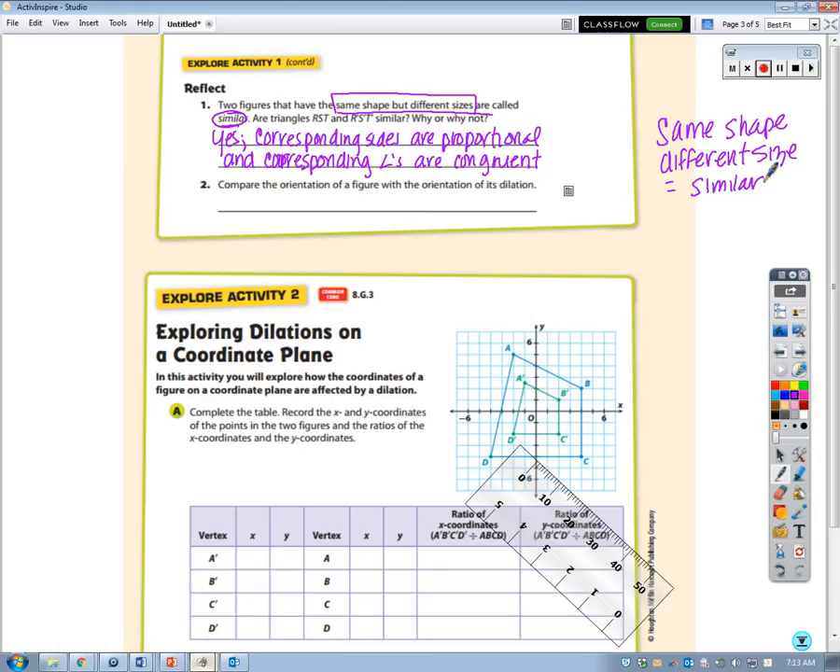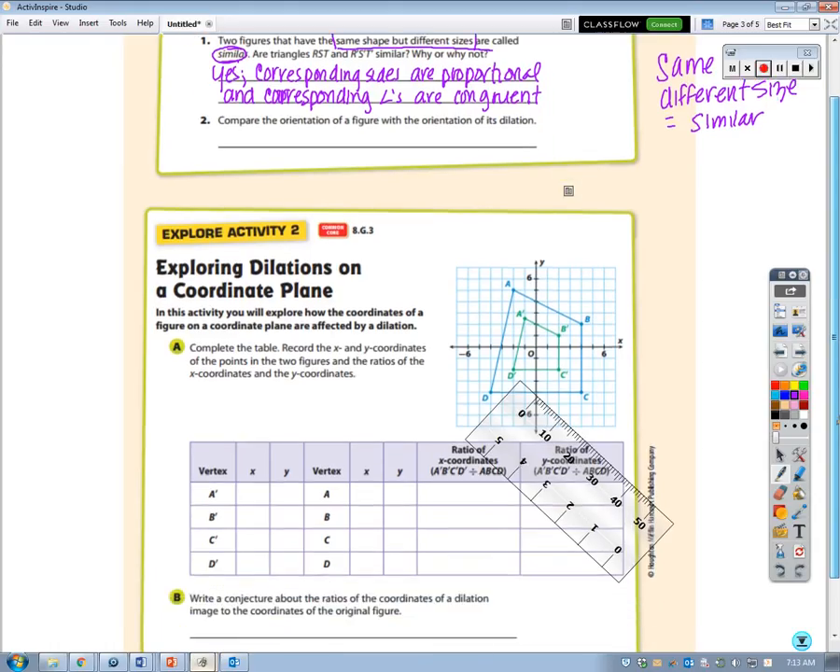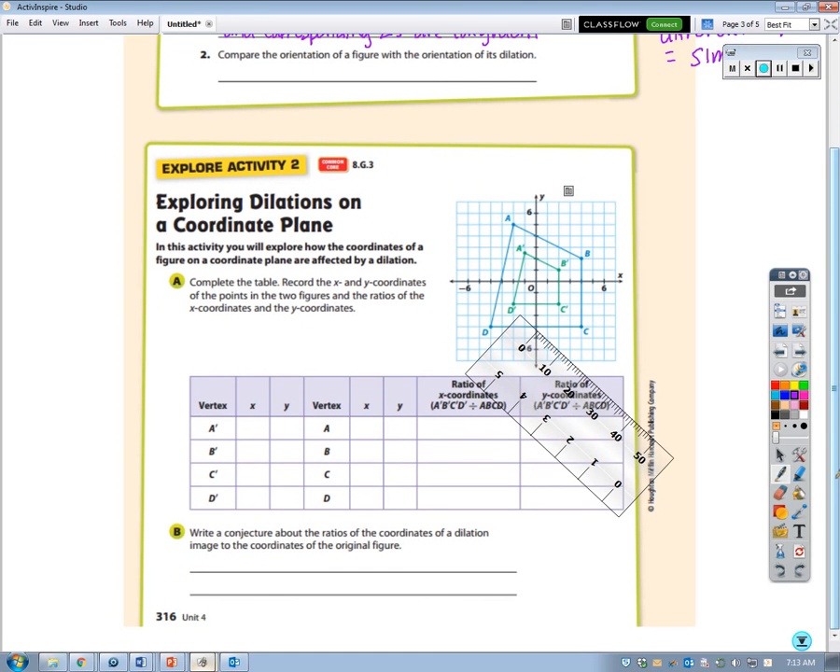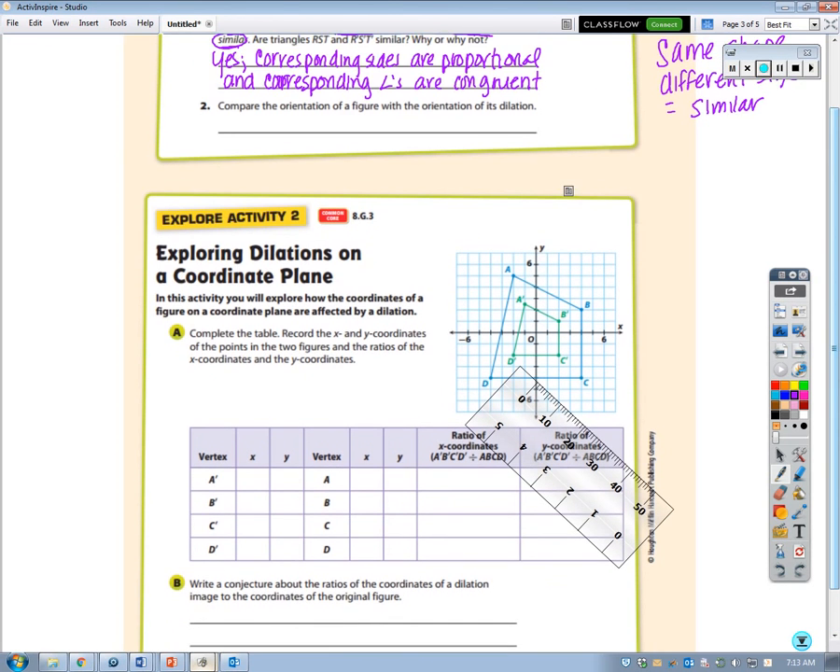Okay, so explore activity 2, exploring dilations on a coordinate plane. So in this activity, we're going to explore how, oh, I missed another reflect up there. Compare the orientation of the figure with the orientation of its dilation. The orientation has not changed, so the figure and its dilation have the same orientation.